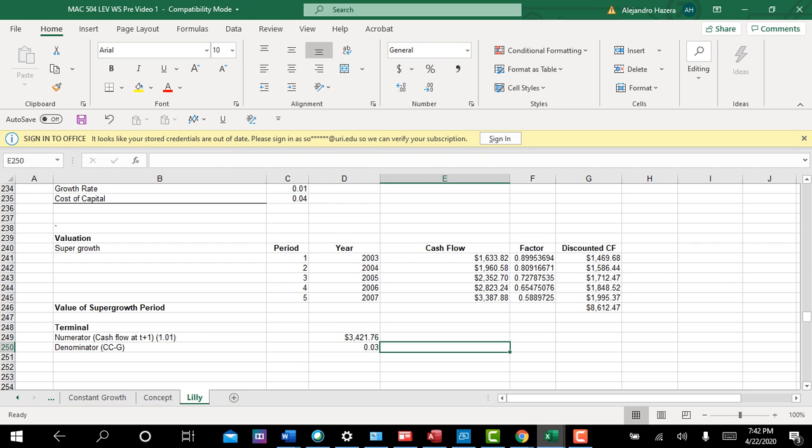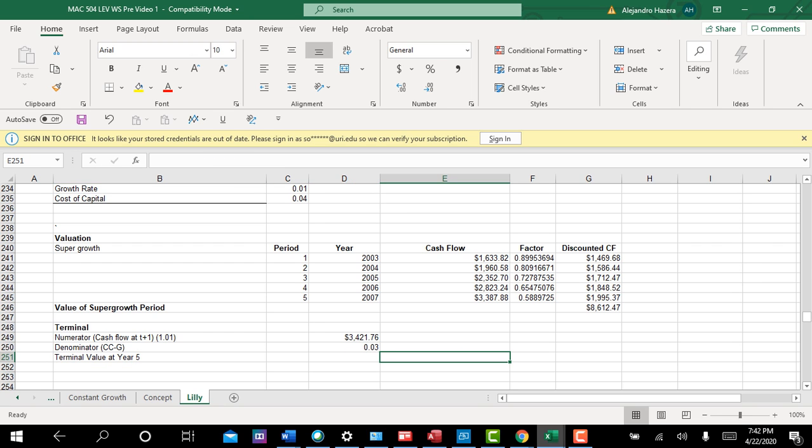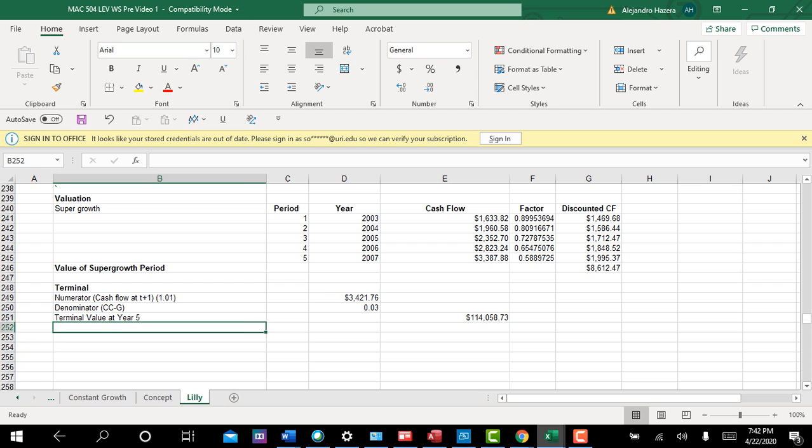Okay, so our terminal value at year 5 is going to be equal to 3421 divided by 3%. This gives you that number right there. Okay, now we got to multiply that times the discount factor.